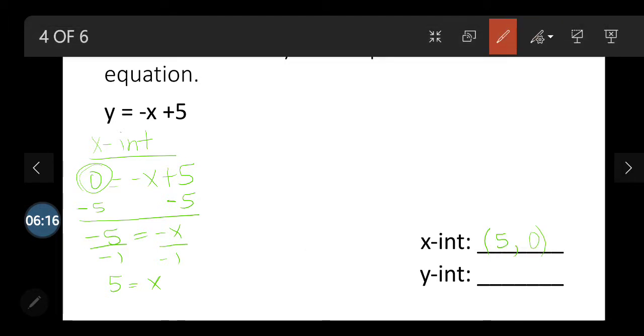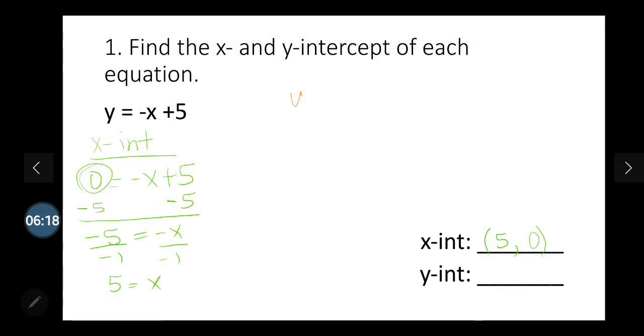Now, let's look at the y-intercept. So I'd have y equals, we're going to plug in 0 for x. Well, negative 0 is just 0, so 0 plus 5 is 5. So y equals 5. So my y-intercept, my x was 0, because that's what I plugged in for x. And what was y? 5. So x-intercept is 5, 0. Y-intercept is 0, 5.